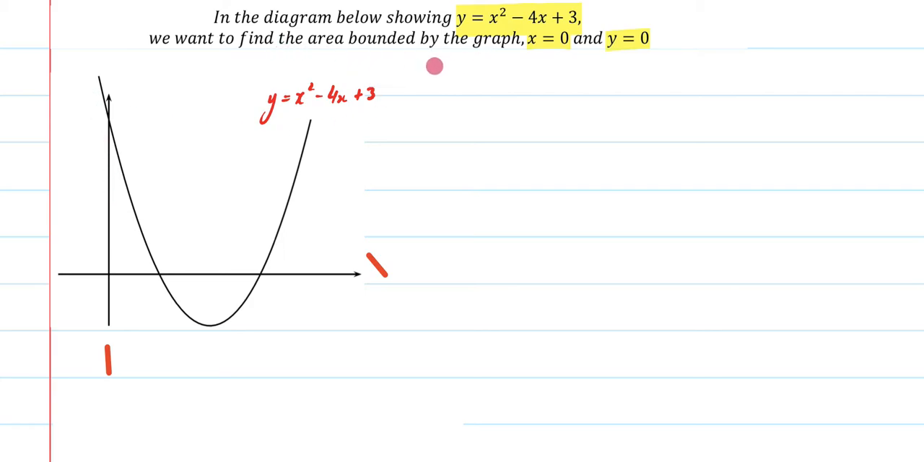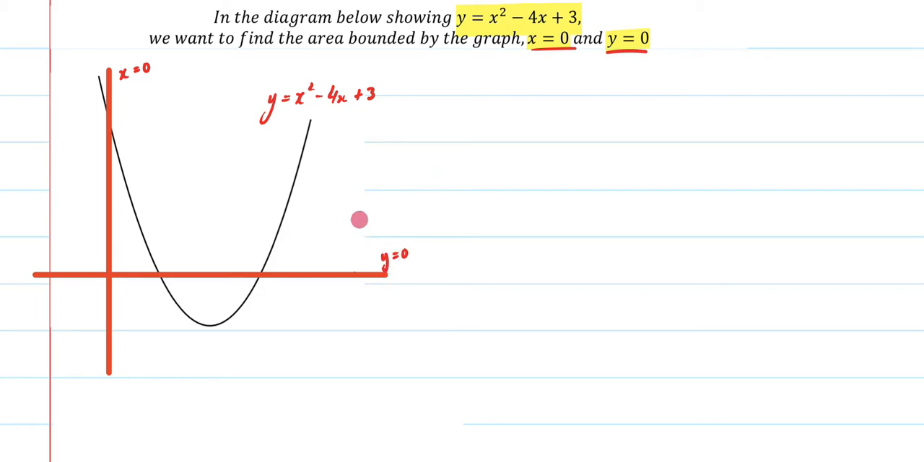We also want to find the area bounded by the graph and x equal to 0. So let's put x equal to 0 into this. It's simply going to be right here. That's x is equal to 0. Let's label that. And the other one we have is y is equal to 0. Let's also label that. That is going to be here. Y is equal to 0 right there.